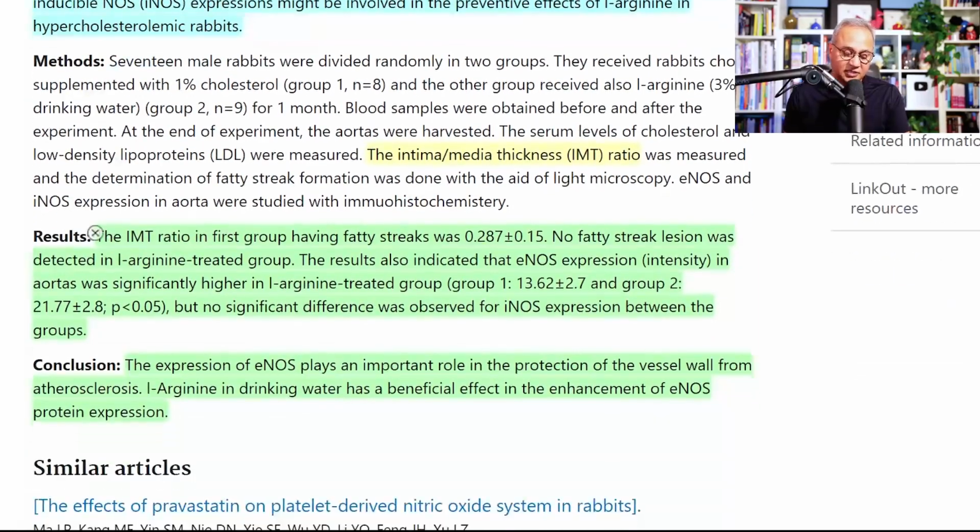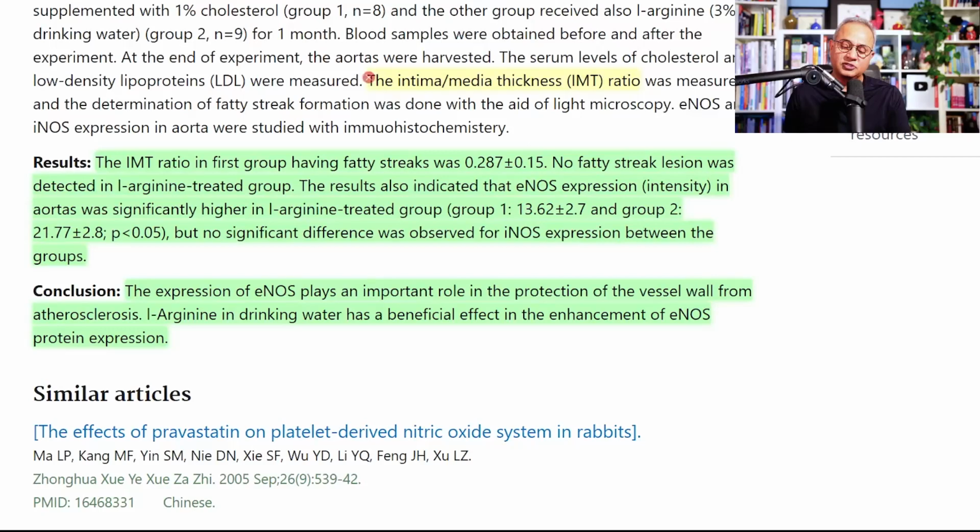They said we did this study and we found out the IMT ratio. The IMT ratio is the intima media thickness ratio. The inner part of the blood vessel is called the intima. Major blood vessels like the aorta have three main layers: intima, media, and adventitia. So let's say it reflects the health of the layer. How thick the layer is means how much cholesterol is stuck in it.